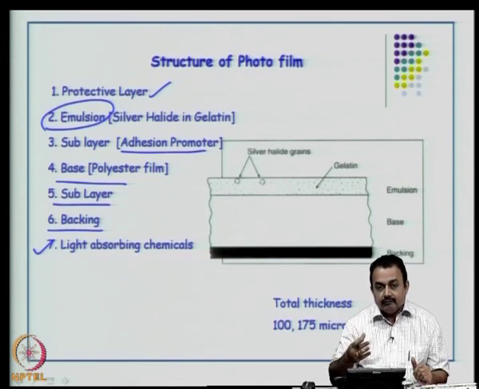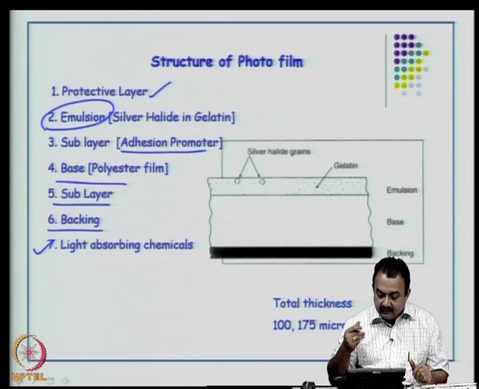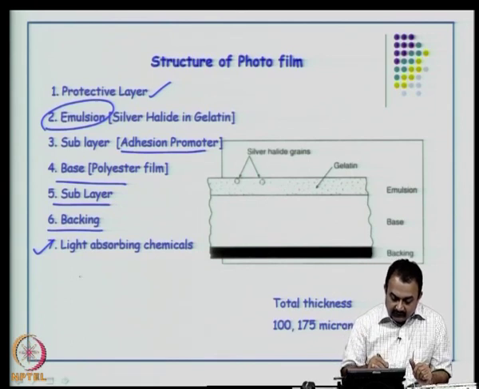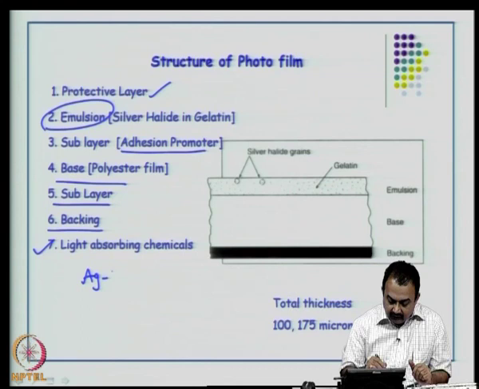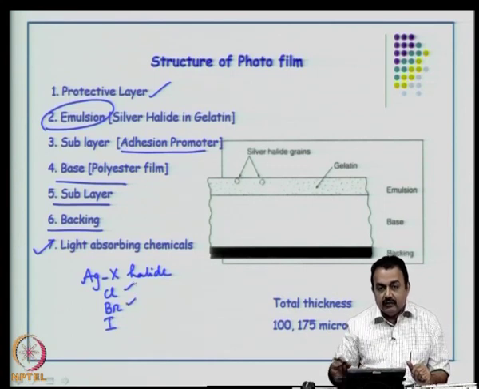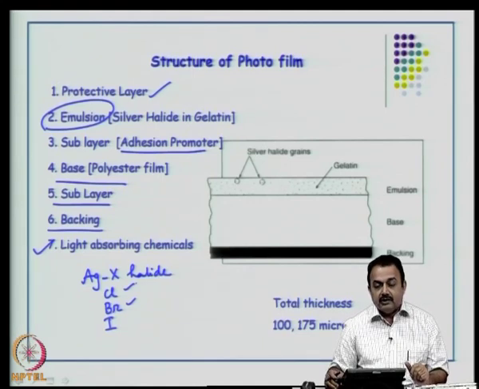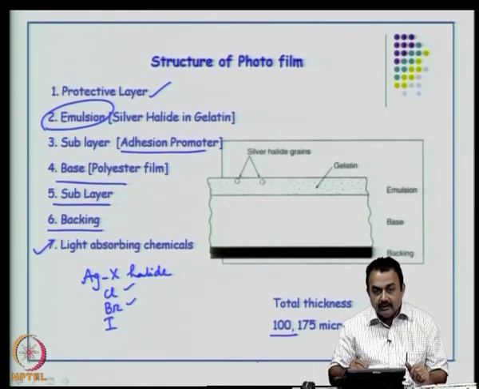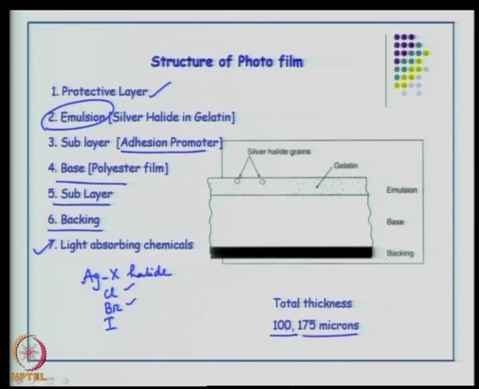So, light source falls on the sensitive areas of your photofilm, which is basically the silver halide material, the grains of silver halide. Now, what is a silver halide? It can be a chloride, bromide or iodide, but typically iodides are not used, chlorides and bromides are used in the photographic industry, right. The thickness, as I mentioned earlier, can be 100 micron, that is 4 mils, or 175 micron thicknesses, that is a standard.